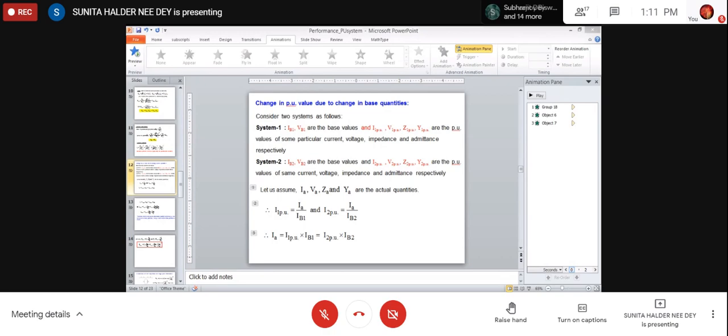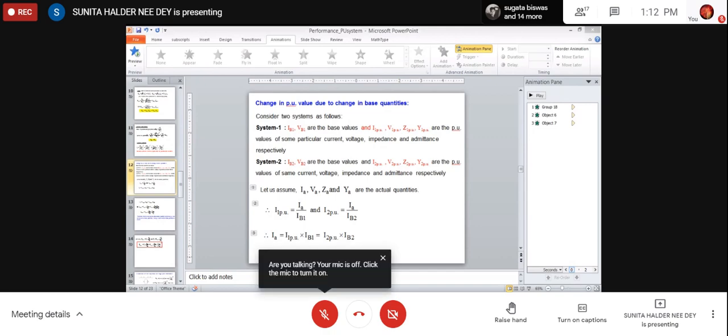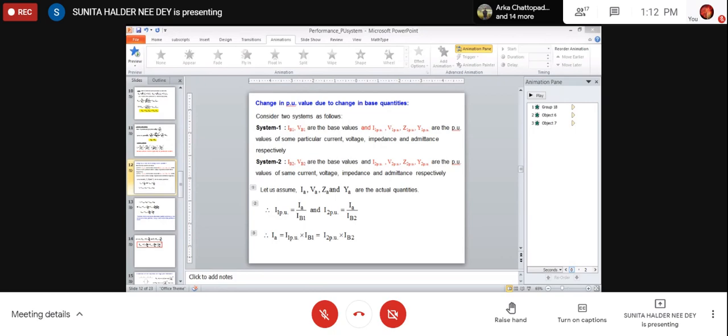These are very easy. Actually, this is an application of ratio in mathematics. So if we have a system 1, can you see the slide? Change in per unit value due to change in base quantities. Can you see the slide? If it's not visible while I am discussing, then you should tell me.